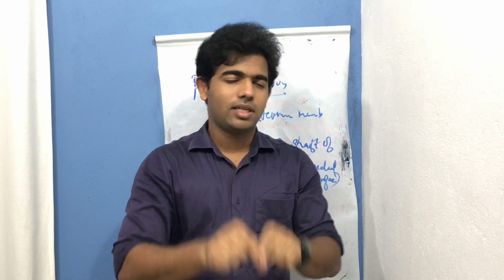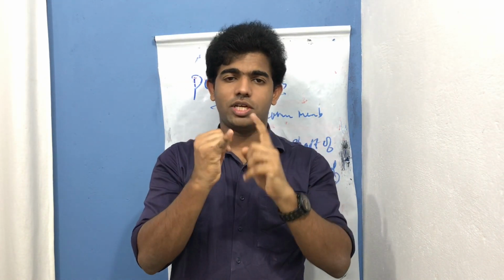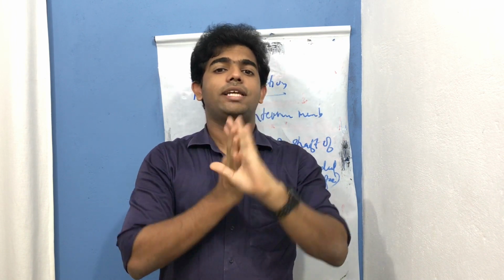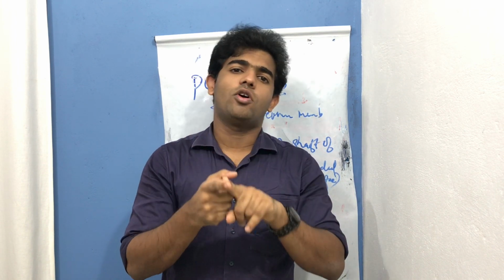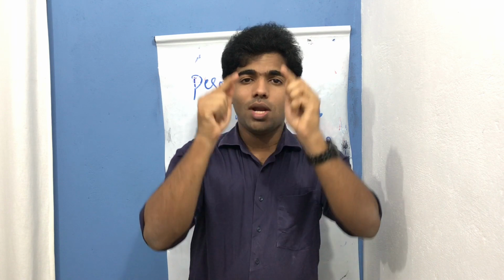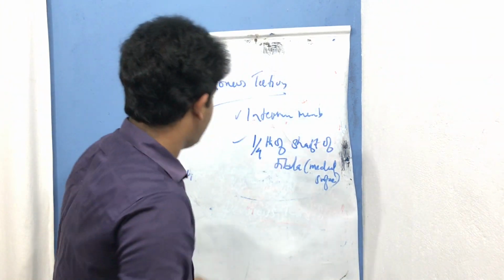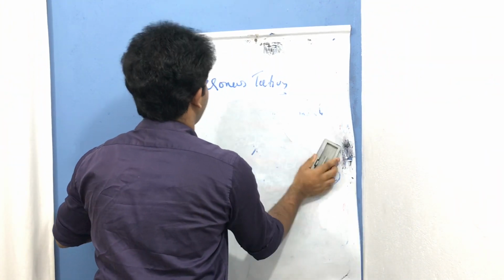And how to remember the name? PET: P for Peroneus Tertius, E for Extensor Hallucis Longus and Extensor Digitorum Longus, and T for Tibialis anterior. Now let us see the insertion of these muscles. Is it easy to remember the insertion of these muscles?